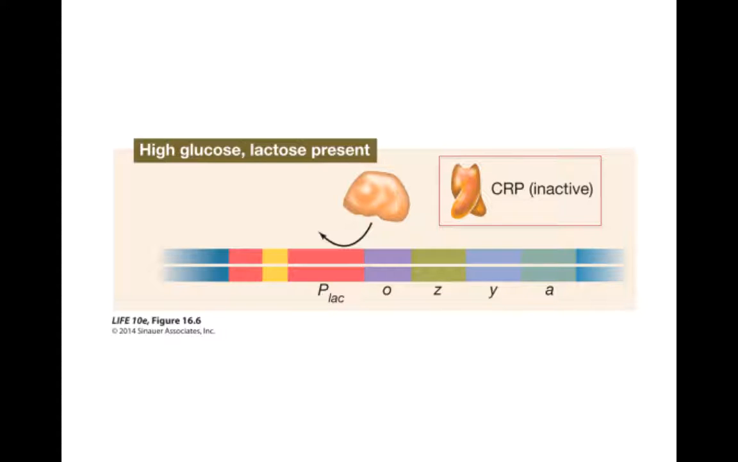The answer is that in order for lactose to actually be broken down efficiently, another protein, cyclic AMP receptor protein, which we'll call CRP for short, must also bind to the lac promoter. As we can see in the situation here, CRP is inactive when there's a high concentration of glucose, even when lactose is present. So you need the CRP also to activate the lac operon.